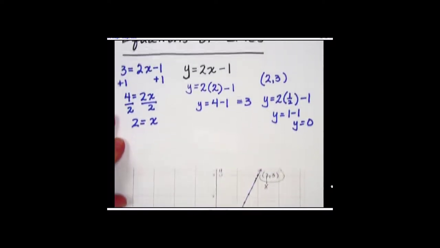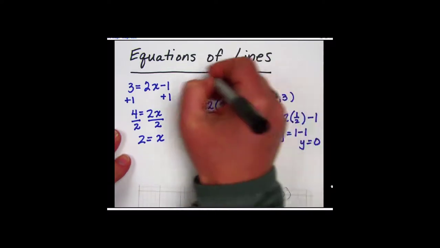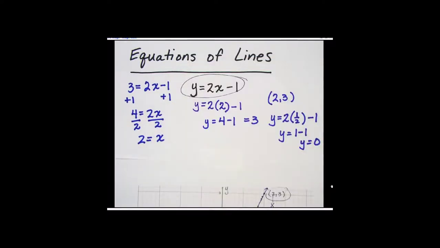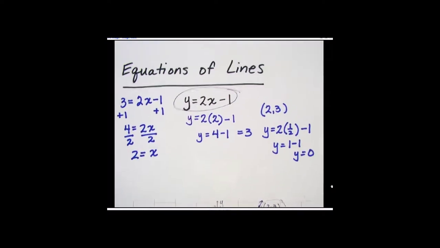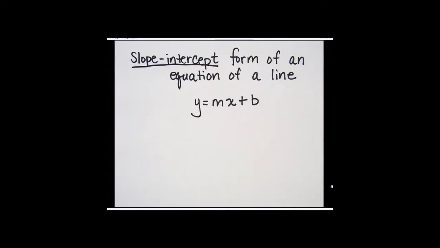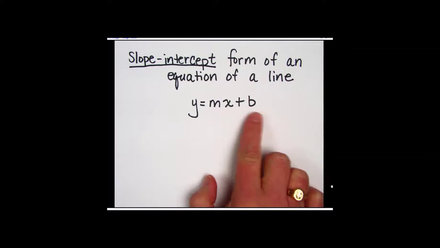So what we're going to do in this video is talk about how we come up with the equation for this line. And now in this video we're going to concentrate on slope-intercept form. The slope-intercept form of an equation of a line looks like this: y equals mx plus b.